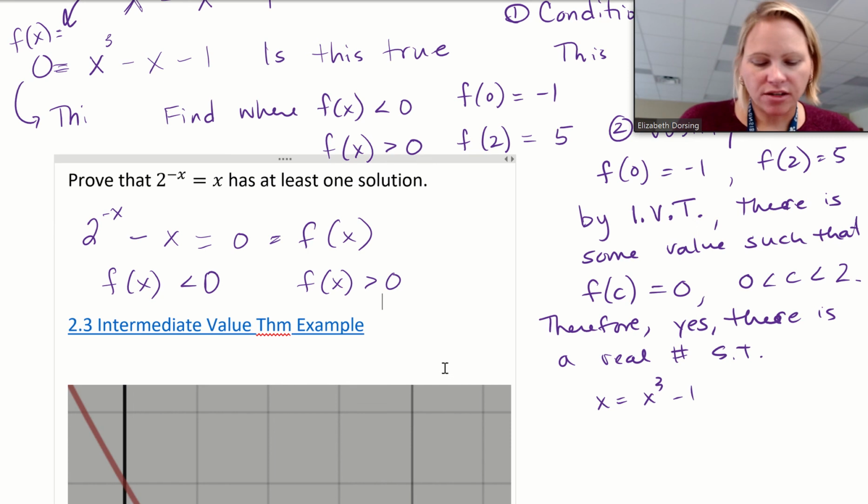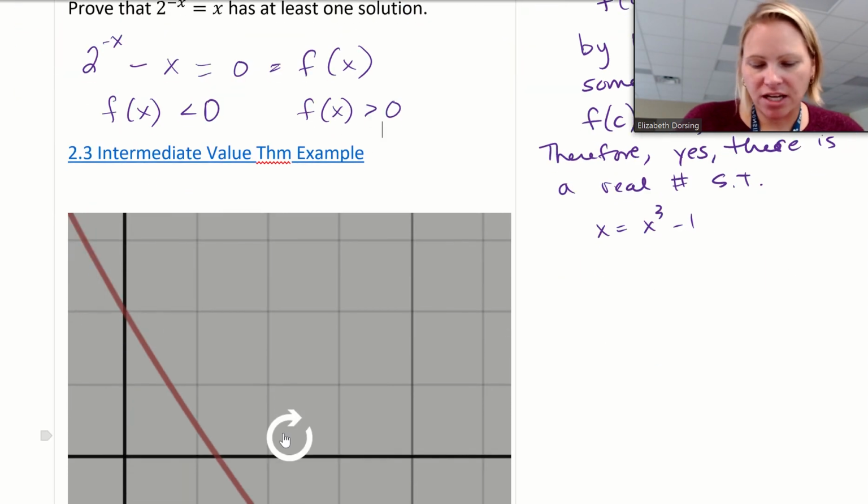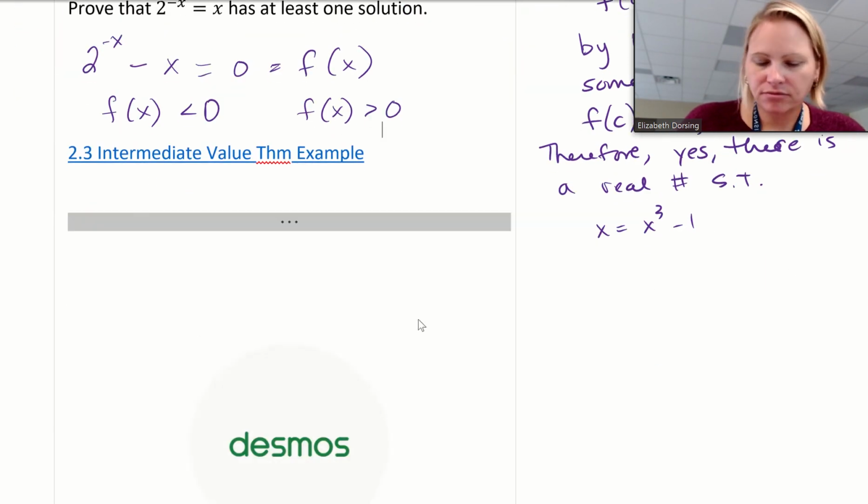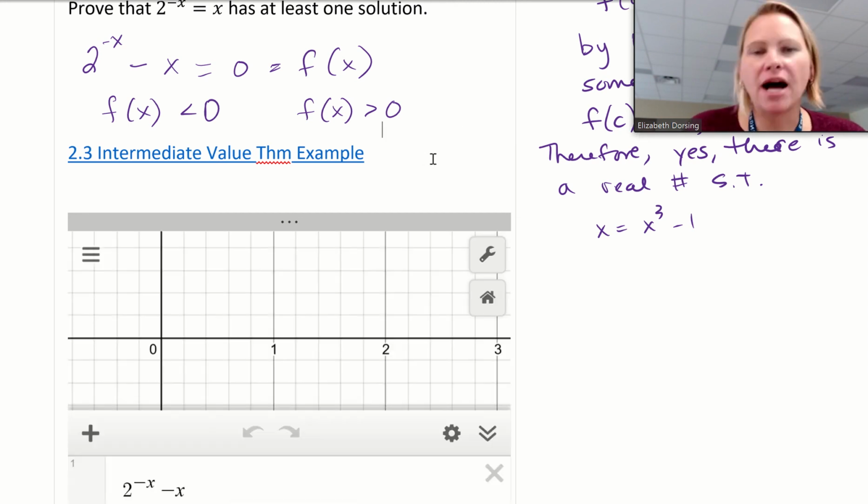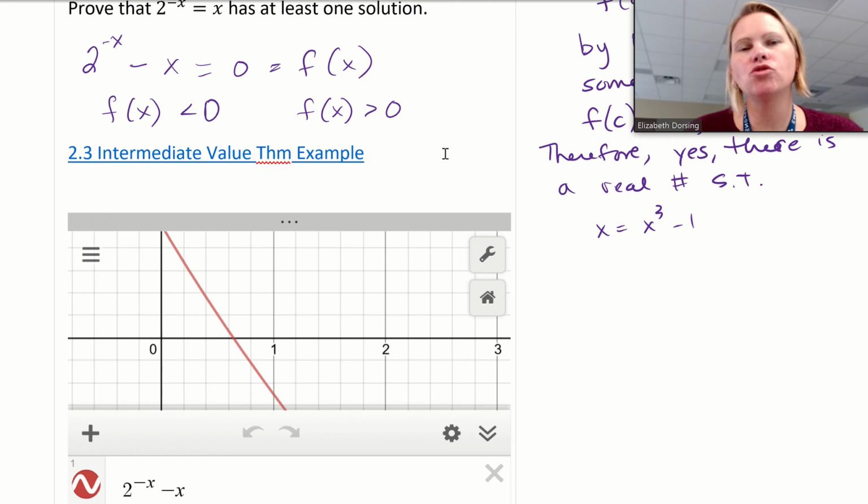Another way to show it is on the graph. So graphically, if I'm looking at this example, I'm going to graph that function. I'm going to get it equal to 0. And I'm going to show that on my graph, I go from positive to negative. So yes, there's at least one place where this function, by the intermediate value theorem, crosses the x-axis. Therefore, there's at least one solution.